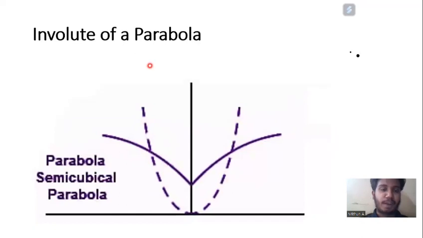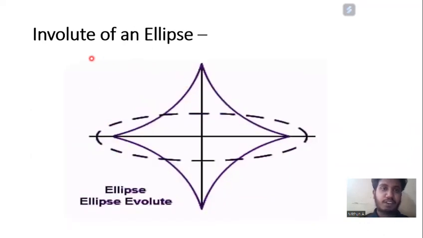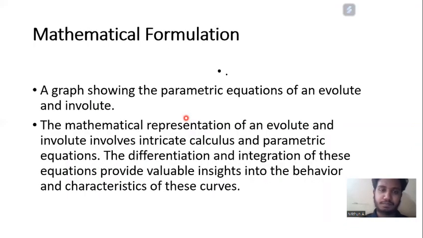So, involute of a parabola. We have one semicircular parabola and another semicircular parabola to form the shape. Involute of an ellipse: we have an upward cone and a downward cone to form the ellipse as shown in the figure.